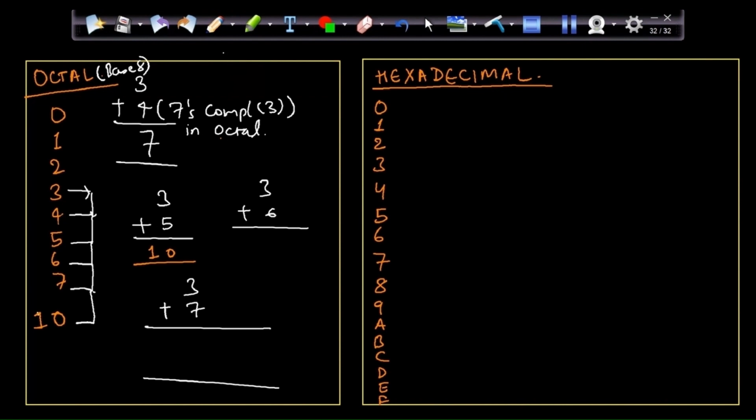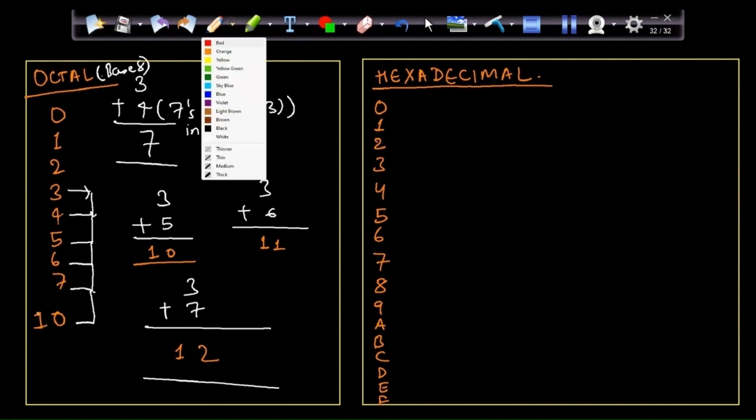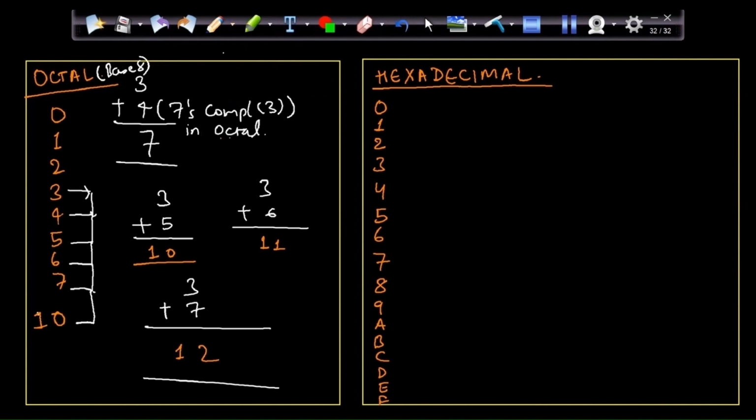Similarly, what will be 3 plus 6? 3 plus 6 will be 1 1. 3 plus 7 will be what? 3 plus 7 will be 1 2. Right? So 3 plus 6 will be 1 1 and 3 plus 7 will be 1 2. Okay. Now let's look at an example. Okay. So as simple as that.